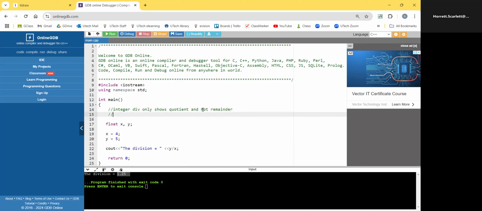And by converse, we're saying that a real division, so whenever we say real, we mean you're either using a float or you're using a double. So that will show both the quotient and the remainder.